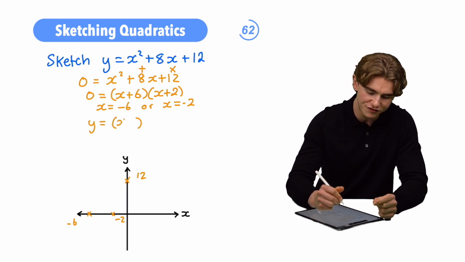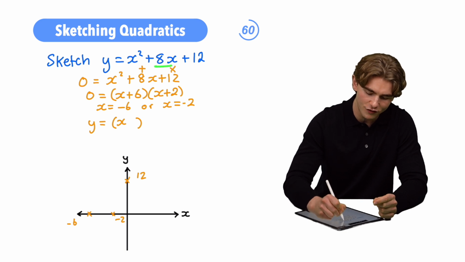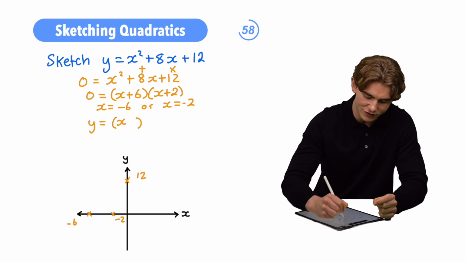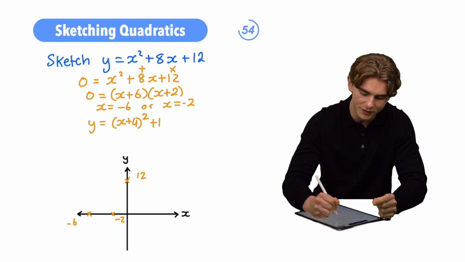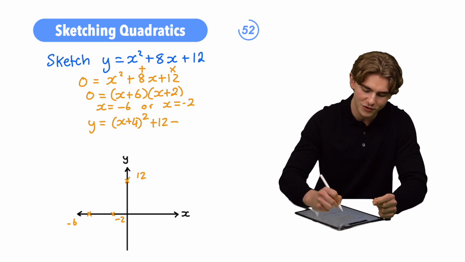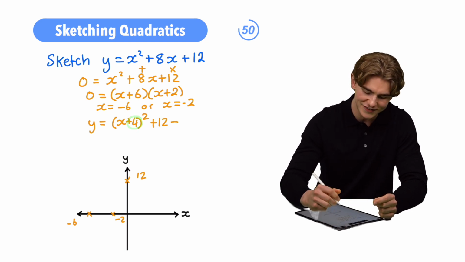We're going to write an x at the front. Then we're going to look at the number next to the x over here. It's an 8. We're going to halve that. That's going to give us 4. So we have x plus 4. Then we're going to write in our squared. We copy down that plus 12 from the end. And then we're going to subtract this number squared, the number inside the bracket squared. That's going to be minus 16.